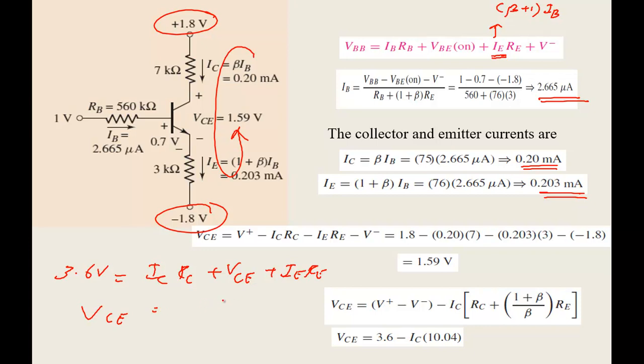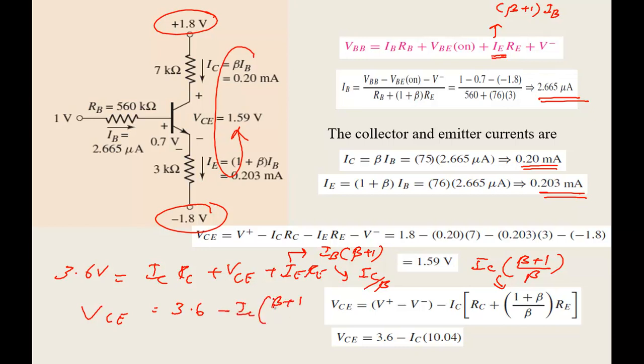VCE is, we can write one more thing. The IE can be written as IB into (beta plus 1), where IB can be written as IC by beta. So the entire term becomes IC into (beta plus 1) by beta. Okay, it becomes like that. So substituting that here, we can take IC out. So VCE is equal to 3.6 minus IC into (beta plus 1) by beta into RE.